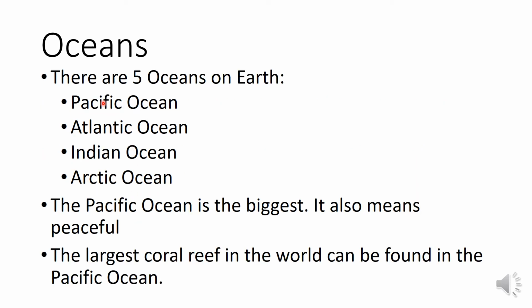More facts. I found that there are 5 oceans on the Earth. So there's the Pacific Ocean, the Atlantic Ocean, the Indian Ocean, and the Arctic Ocean. Now the Pacific Ocean is the biggest, and it also means peaceful. So Pacific means peaceful. And the largest coral reef, can you remember what coral reef was? It was an underwater ecosystem, so where lots of things live. So the Pacific Ocean has the largest coral reef in the world, and that is called the Great Barrier Reef.